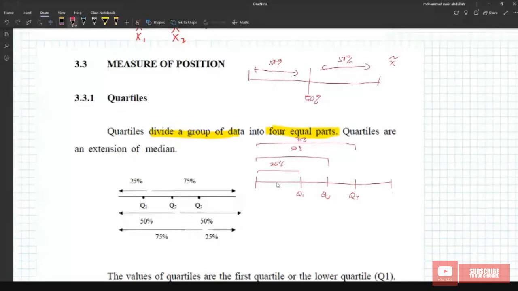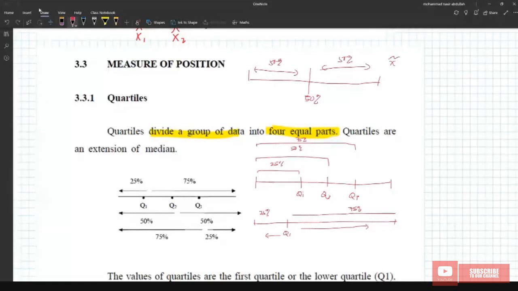So let's say we want to find quartile number 1. Let's say this is 25% of the data. We cut 25% of the data, and the balance is 75%. So how do we interpret this? We have 25% of the data having value less than quartile number 1, while another 75% of the data having value more than quartile number 1. So the interpretation is the same as median, right?